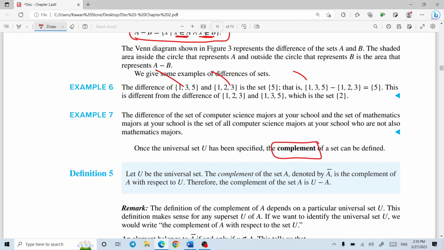So we have a complement. Complement is the reverse of the other. For example, of course we have a universal set, and we have a complement of A. What do you mean by complement?